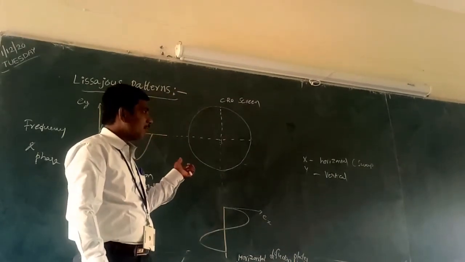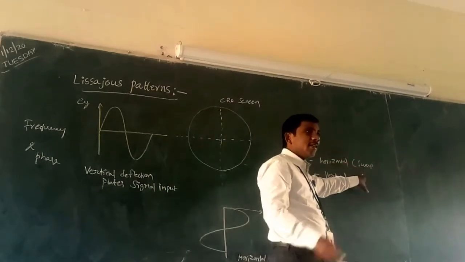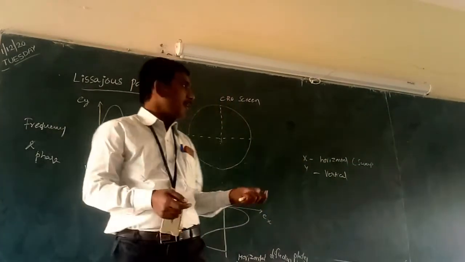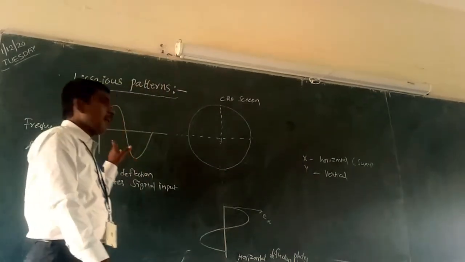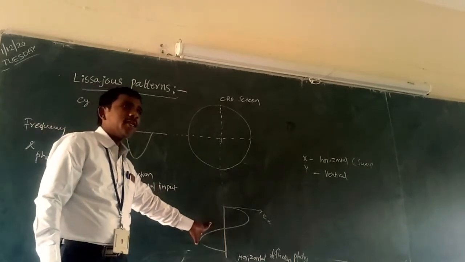When we apply XY mode, the horizontal deflection plate is disconnected from the sweep generator. Two signals we have to apply to measure phase angle and frequency. In Lissajous patterns we are applying two signals, one signal to the X plates and another signal to the Y plates.